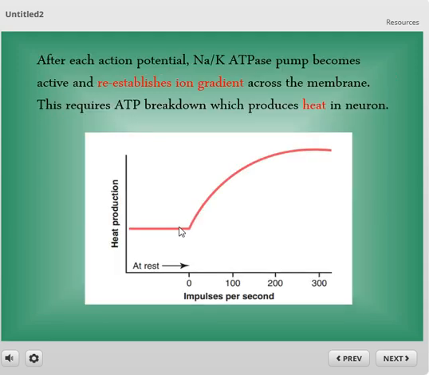After each action potential, the sodium-potassium ATPase pump becomes active and reestablishes ion gradients across the membrane. This requires ATP breakdown, which produces heat in a neuron. As you see in this picture, the x-axis shows the impulses per second, and the y-axis shows the heat production. After the rest, you see the heat production is increasing.